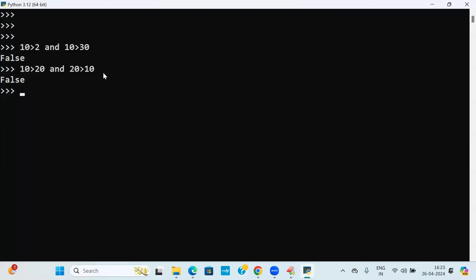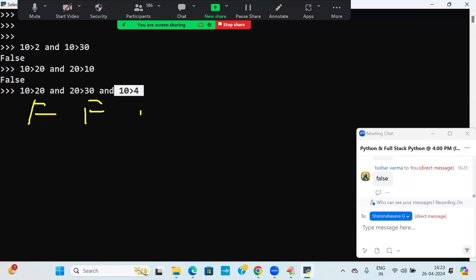Good. Be careful. 10 greater than 20, and 20 greater than 30, and 10 greater than 4. First one, next one, next one. What is the answer now? False, false, and true. What is the answer?